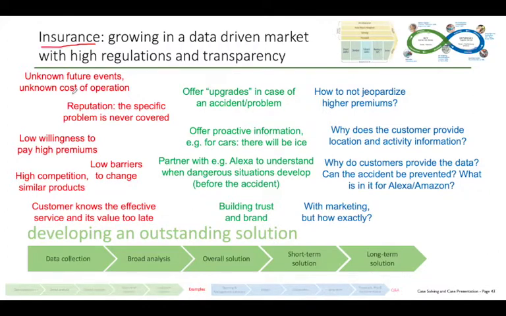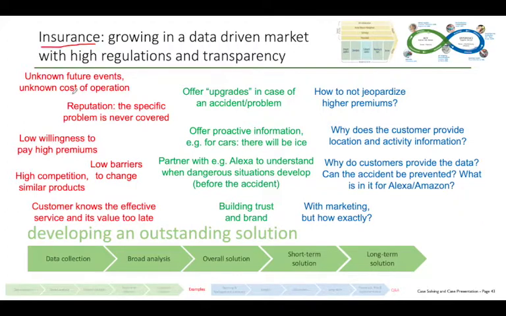I believe insurances have a certain reputation that if the customer has a problem, the specific problem is never covered by the insurance. So they have a mixed reputation. Also, customers have a low willingness to pay high premium. They typically believe that they are totally average or below average, but not in the risky area.